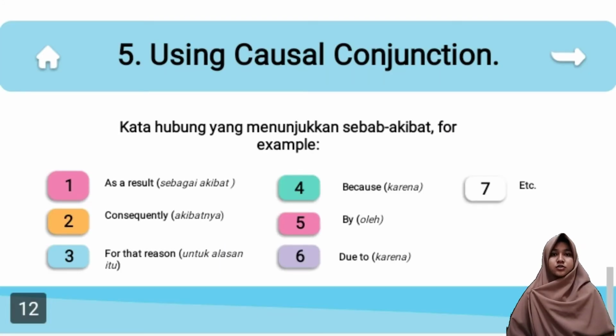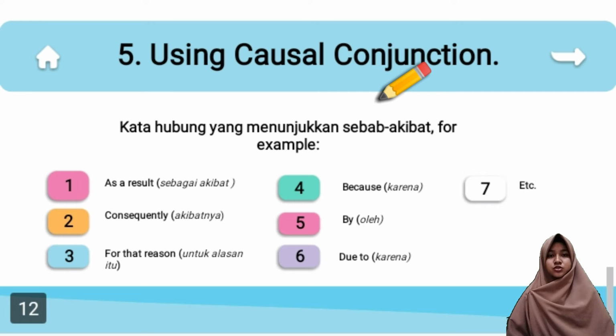The next is using causal conjunction. Causal conjunction means a conjunction that shows cause and effect, such as as a result, consequently, for that reason, because, by, due to.